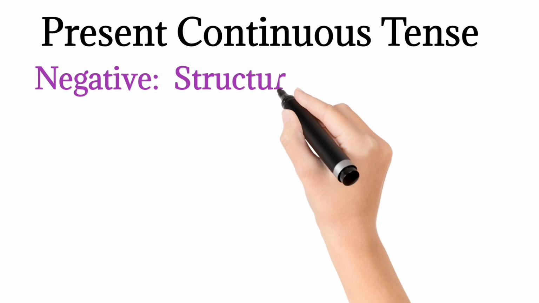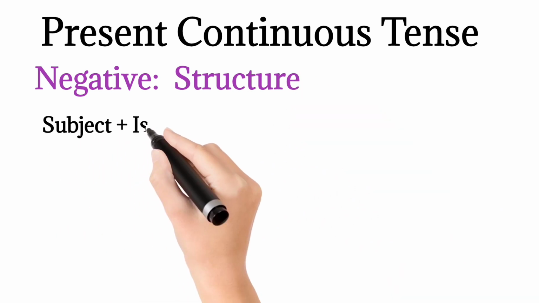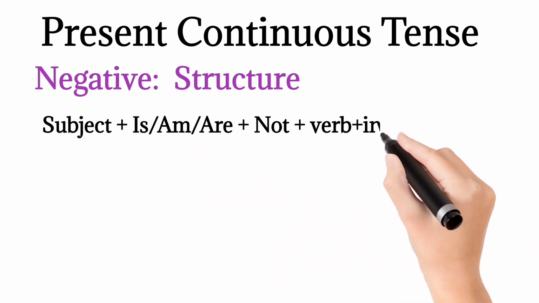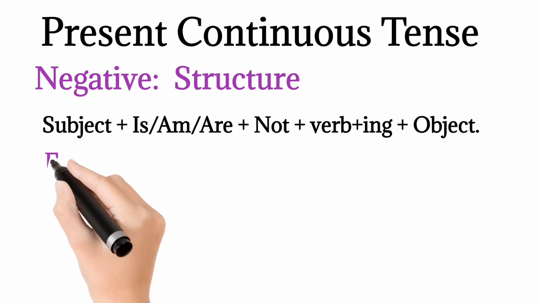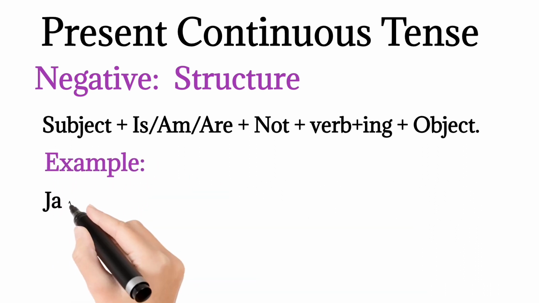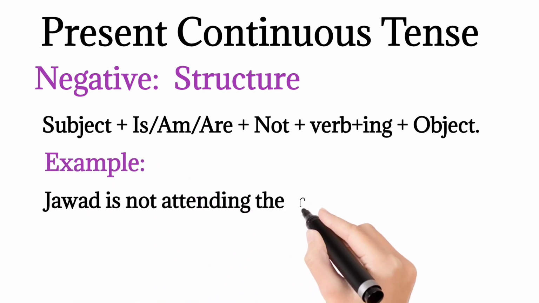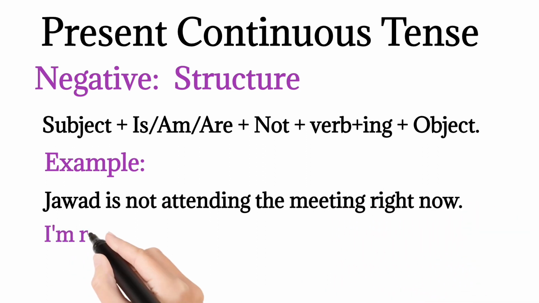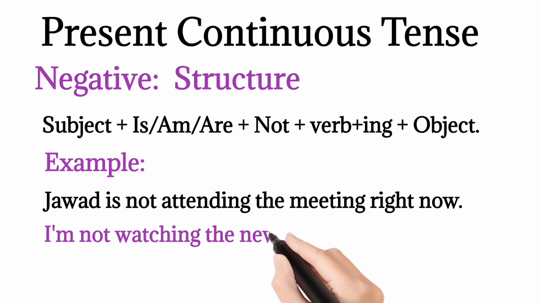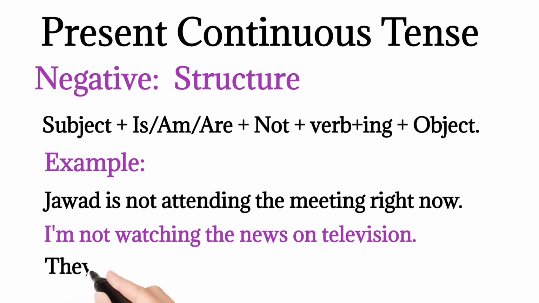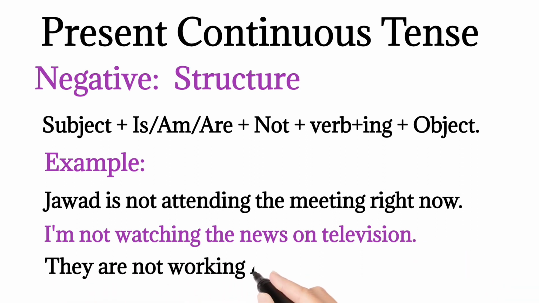Negative sentence structure. Subject, helping verb is, am, or are, not, base form of verb plus ing, and object. For example, Jawad is not attending the meeting right now. I'm not watching the news on television. They are not working in the field.